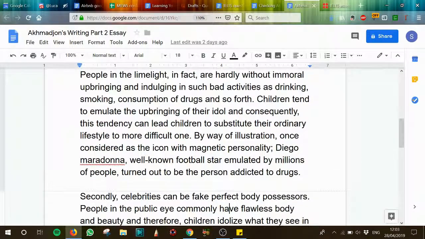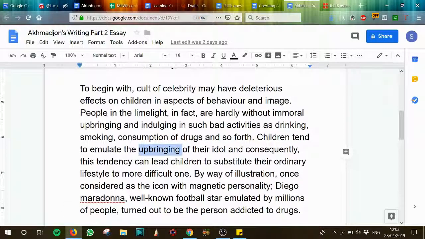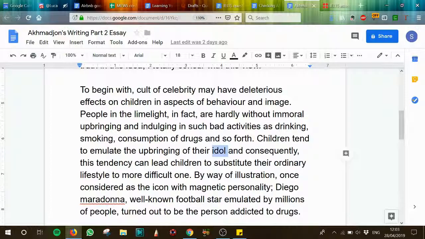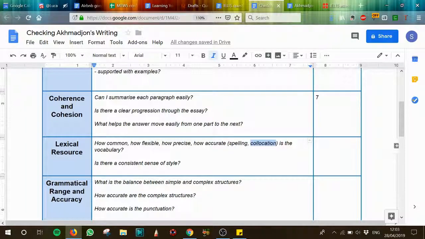There's also this point about "emulate the upbringing of their idol." I wonder if Akmajon meant behavior here. So "children tend to emulate the behavior of their idol" is a much better collocation, and the meaning to me also makes more sense. In this paragraph, we're not talking about the upbringing of the idols, we're talking about the behavior of the idols. So maybe that's not the word that Akmajon really wanted to use there, and that's an example of where the precision is not so good.